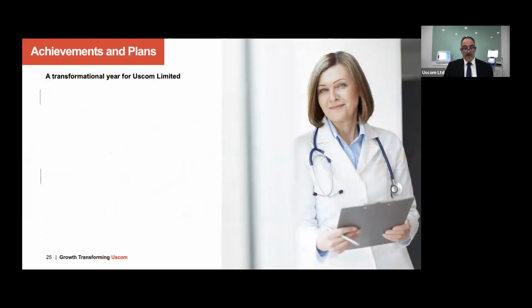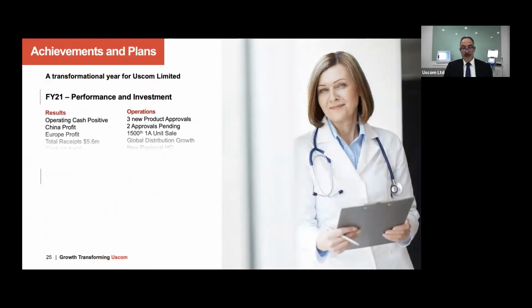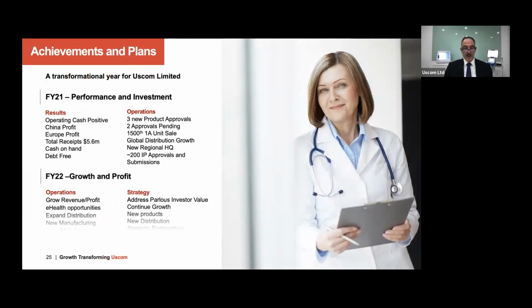FY21 was a very good year for Uscom, with improved financials and significant operational investment, positioning the company for an excellent FY22. Our goals for FY22 are to grow and consolidate the company, focusing on establishing a profit as a standard of operation, supported by the development of new technologies and an expanded global manufacturing and distribution organisation.